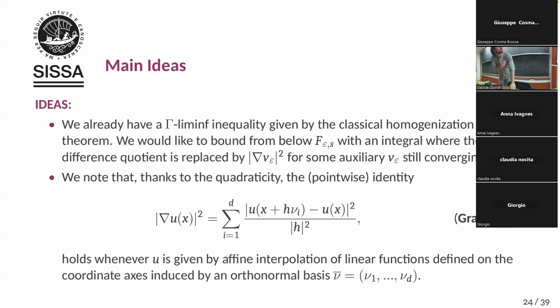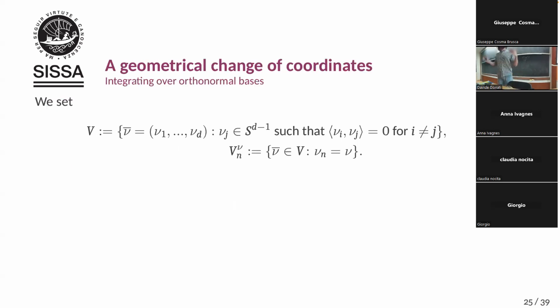Okay. Before constructing this v epsilon, we have to do a bit of a technical detour. For us, V is going to be the space of orthonormal bases, and V_n^nu is going to be the subspace of orthonormal bases whose nth vector is fixed and is given by nu.